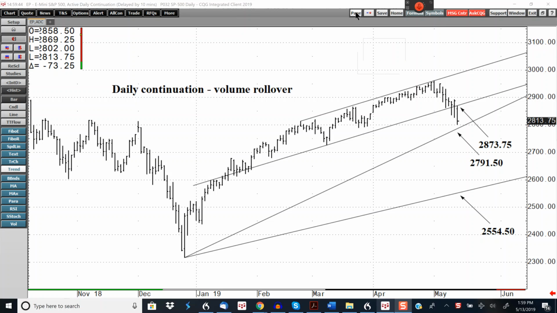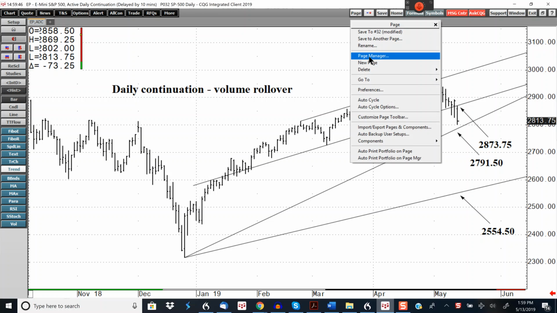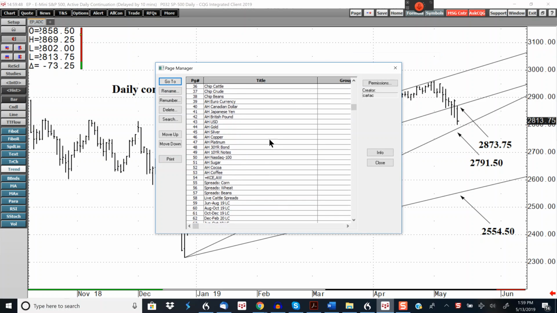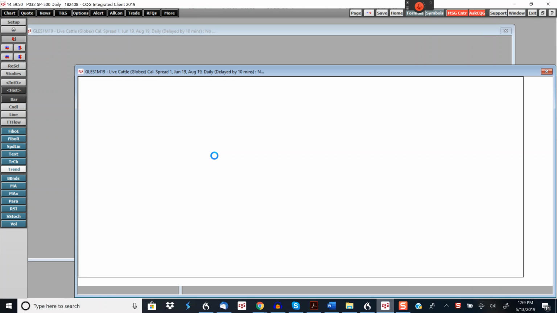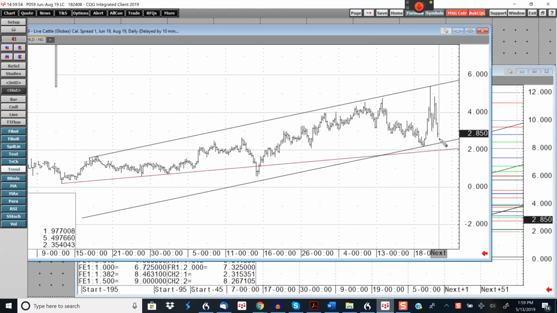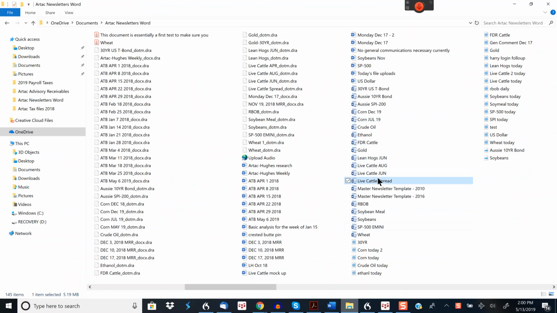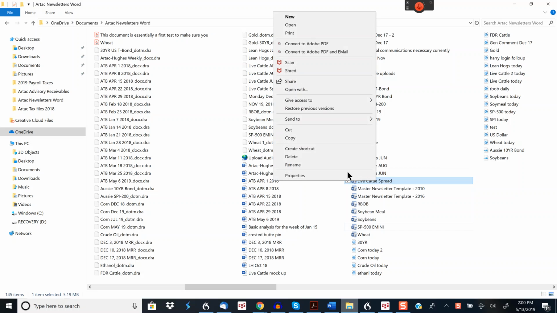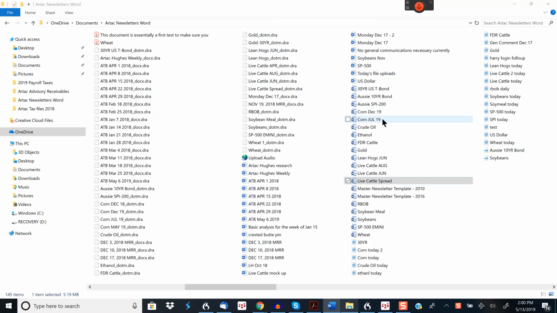All right, Kevin, this is for Tuesday, May 14th. There's the S&P chart. I'm going to do the spreads, both cattle and, so this area is likely. In fact, I'm just going to pull up the newsletter on that because I think it does a better job of illustrating. Bear with me.